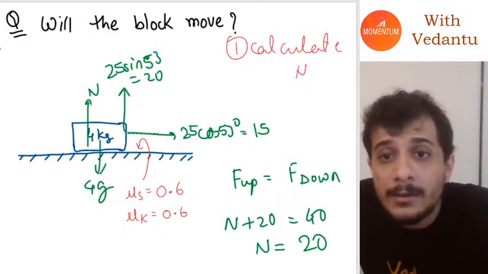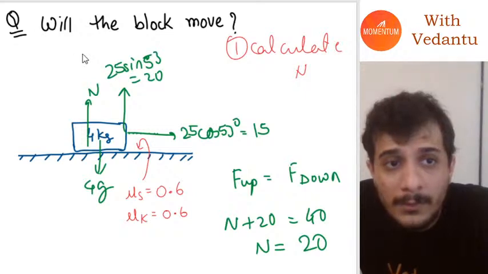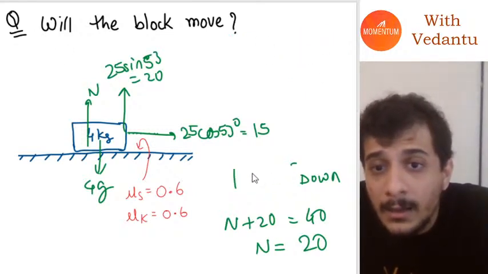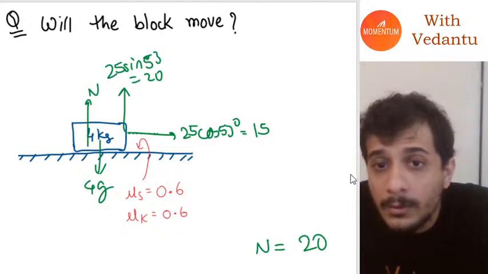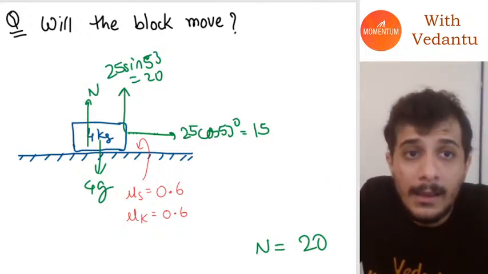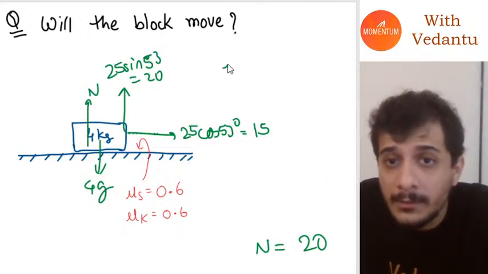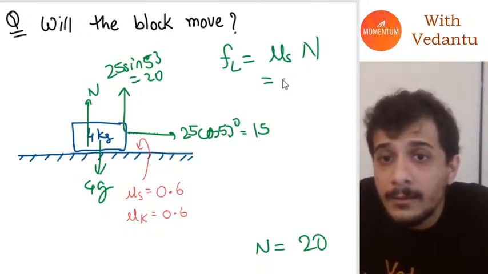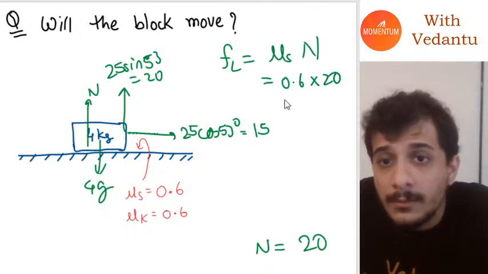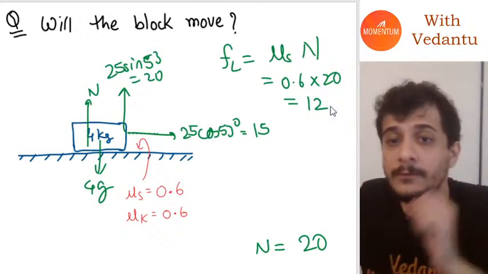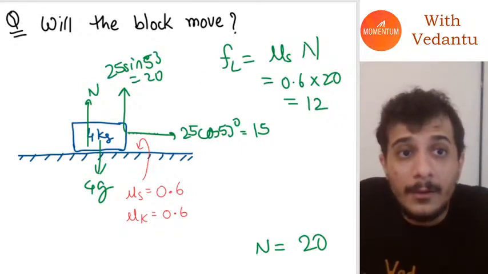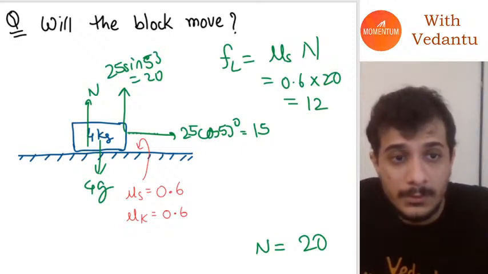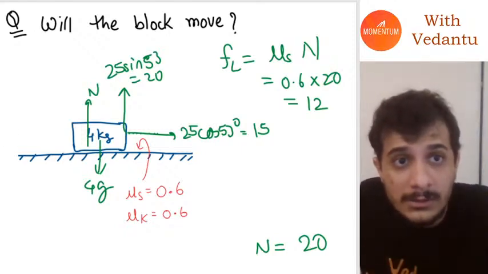What will we calculate now, guys? We will calculate FL. The limiting friction is equal to mu s into N, which is 0.6 into 20, that is 12 newtons. Now that I know this is 12 newtons, I can go to the next part.